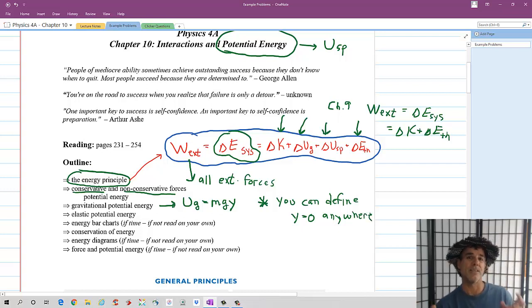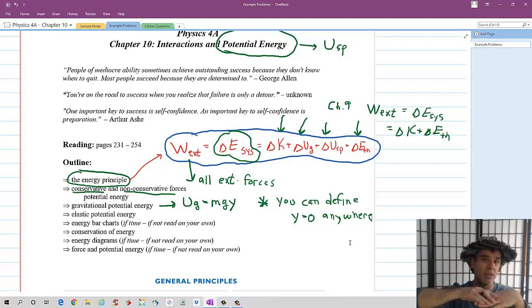And the reason it doesn't matter where you define y equals 0 is because all that really matters for potential energy is how much the potential energy changes. If an object falls 1 meter, it doesn't matter where I define my origin, the change in potential energy is always going to be the same.